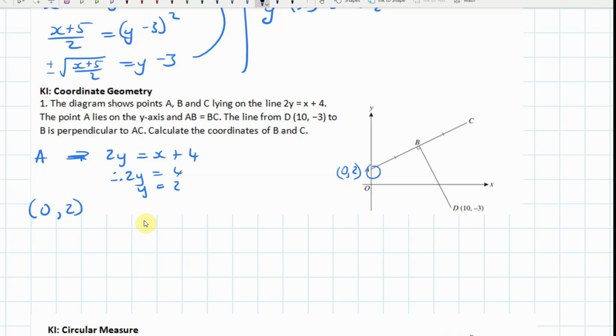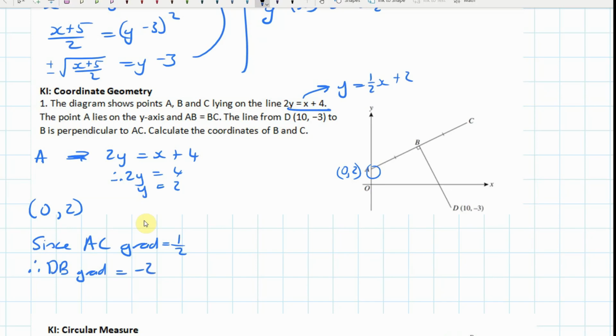Now that we know that, we're going to find the gradient of the line DB. Since AC has a gradient of, let's have a look, if we were to rewrite this, we'd say y is equal to half x plus 2. I'm just dividing everything by 2. Since the AC gradient is 1/2, therefore the DB gradient is equal to -2. So now I'm going to find an equation for line BD.